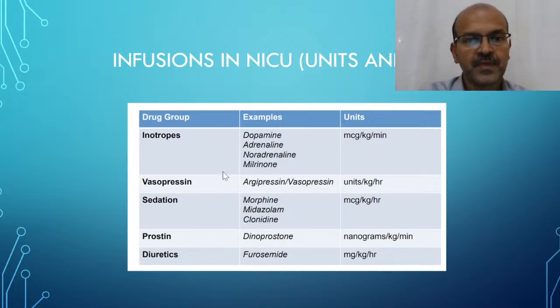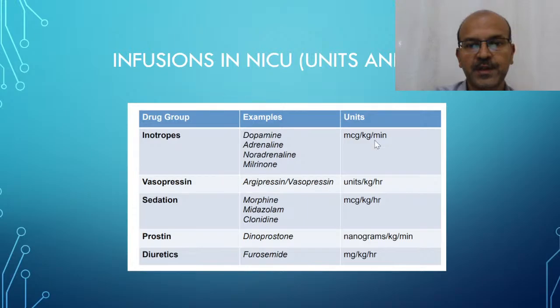So we have many examples of infusions in the NICU. And one of the common units is either microgram per kilogram per minute, or units per hour, or microgram per kilogram per hour. And we have some medications like diuretics where it is milligram per kilogram per hour.